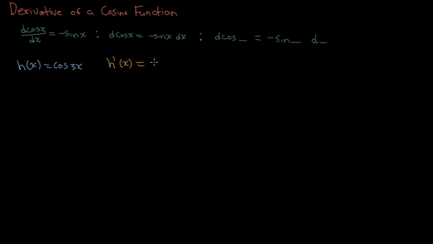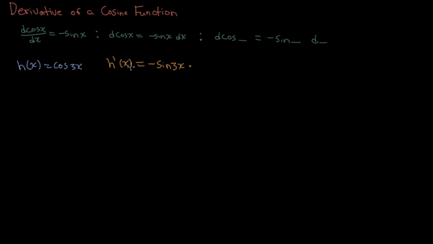So what we would write is negative sine something, right? So it's going to be negative sine blank. What is blank? Well, that's this term right here, okay? And so we would write that in here. So it would be 3x times the derivative of blank, so the derivative of whatever is in here, times the derivative of this term here, 3x.